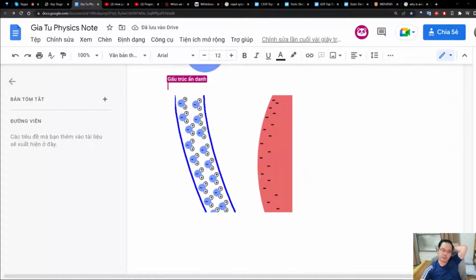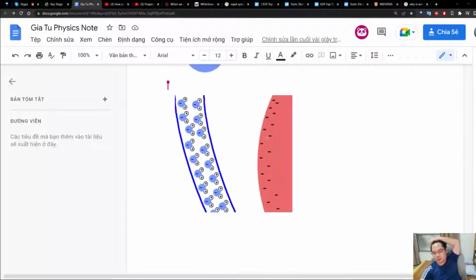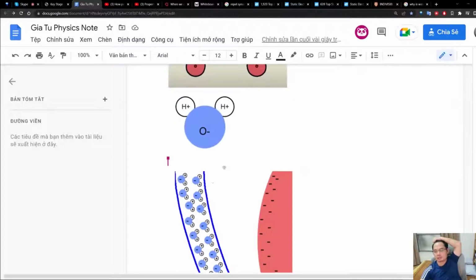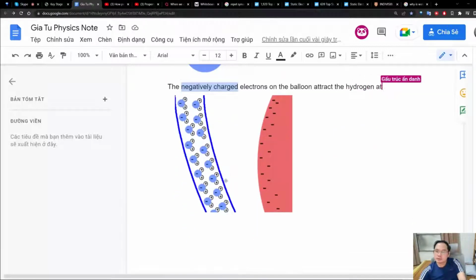Do you understand? The electrons on this balloon will attract the positive charges, that is, the hydrogen atoms. The electrons on the balloon, meaning negatively charged electrons, attract the hydrogen atoms in the water molecules.